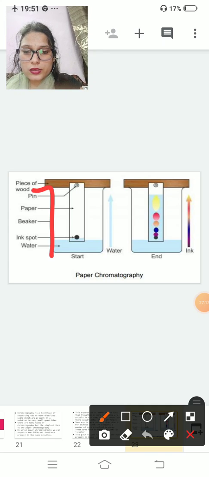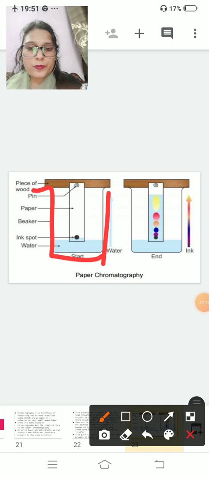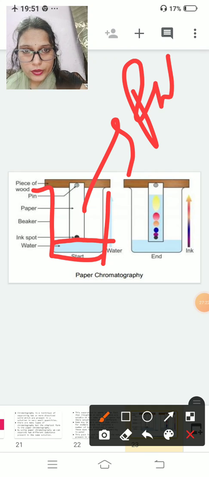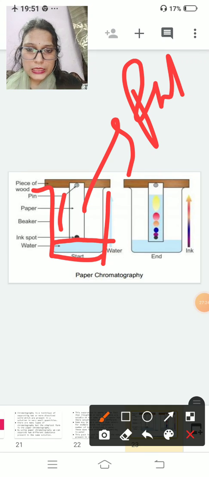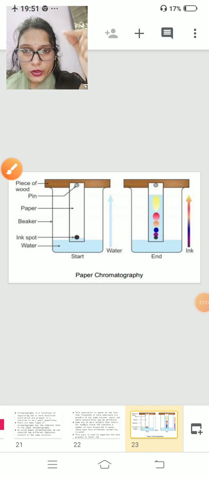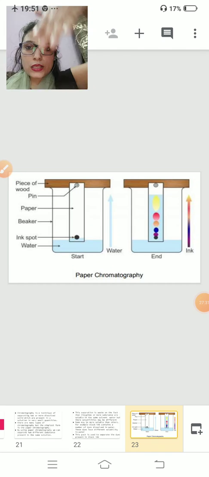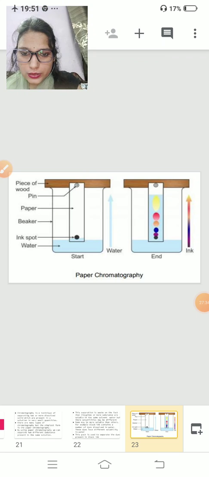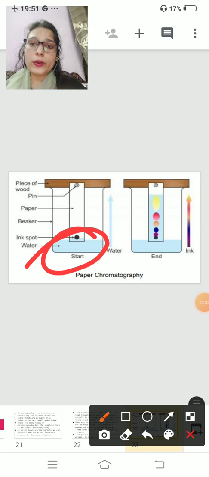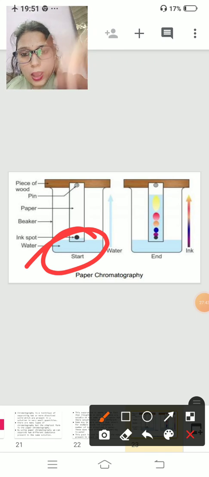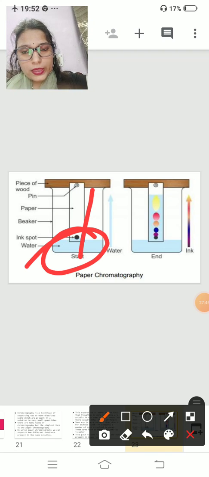this is your glass chamber. Here you are using water as a solvent. This is your paper chromatography. You will drop one dot of your ink and suspend the paper like this, so that the paper touches the solvent. After some time, the solvent will go up, and the ink will come up with that solvent.